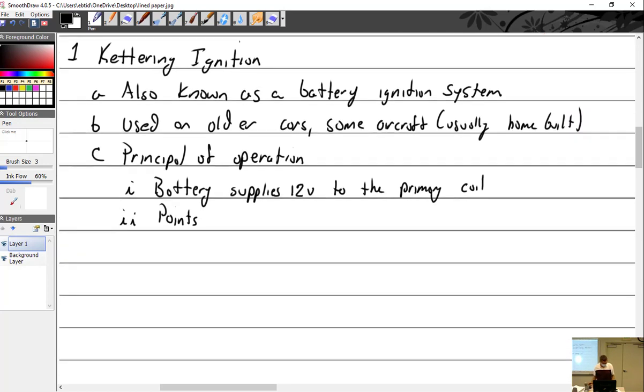Points. So points open and close via a cam. A cam is just something that is not a circle, but an eccentric circle. It has a little bump on it. Maybe it has one bump, maybe two, maybe six, maybe nine. It can do all kinds of stuff. When that little bump comes around, it causes the points to open up. And when the bump goes away, they go back down on the round part.